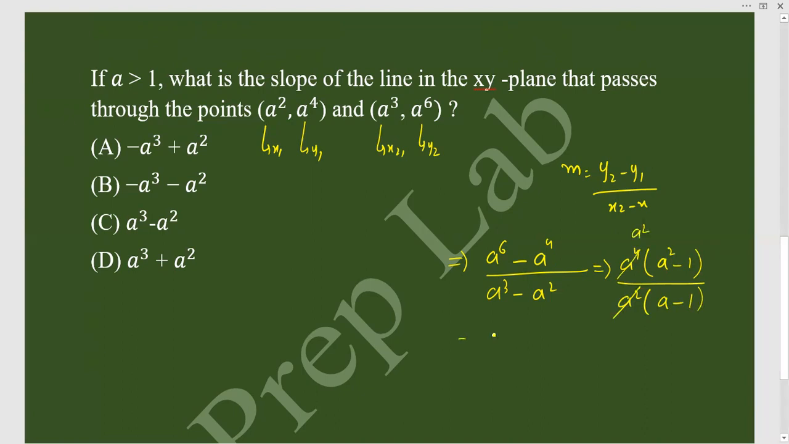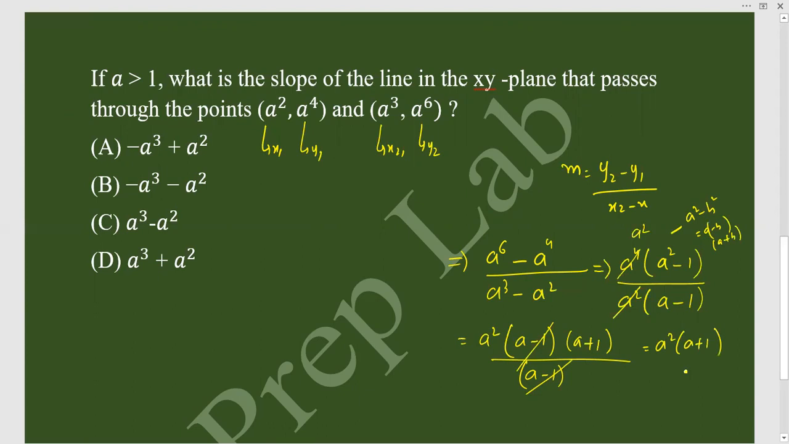So now I can write a squared minus 1 as (a minus 1)(a plus 1). Why? Because this is the formula a squared minus b squared equals (a minus b)(a plus b). So I take a squared minus 1 as (a minus 1)(a plus 1), divided by a minus 1. So (a minus 1) cancels out, and what remains is a squared times (a plus 1), which is a cubed plus a squared.